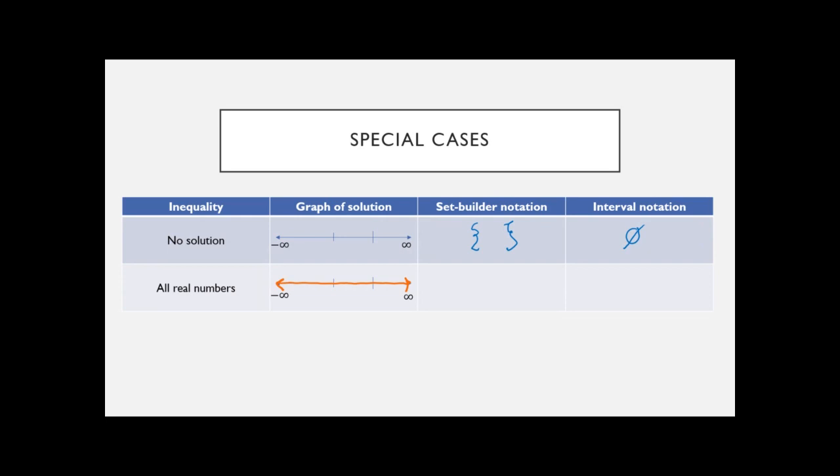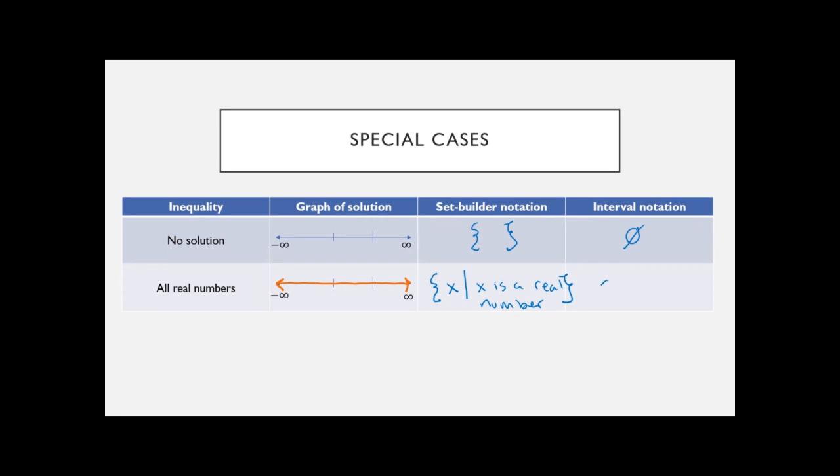Now, for all real numbers, everything is just a solution. So in set-builder, we have our curly brace. We have x, the vertical bar, and then we'll say x is a real number. And I'm kind of running out of room here. And then you close your brace. So that's how we show that every answer works.